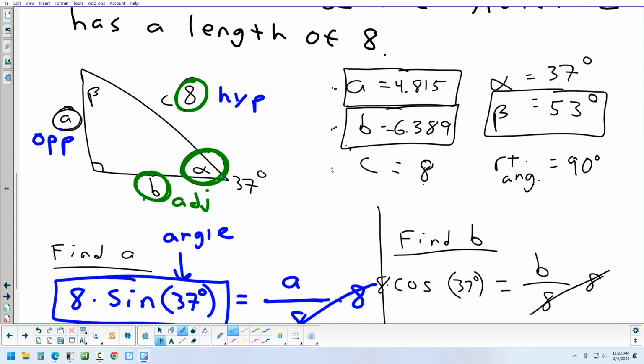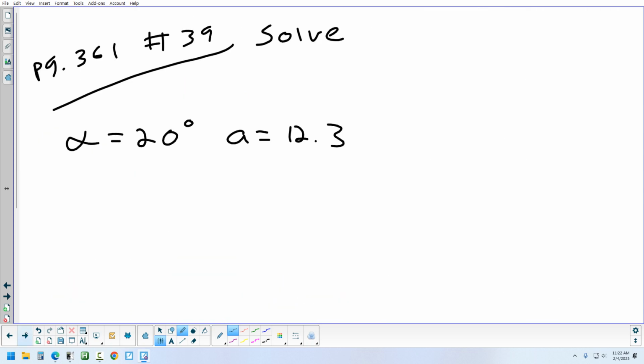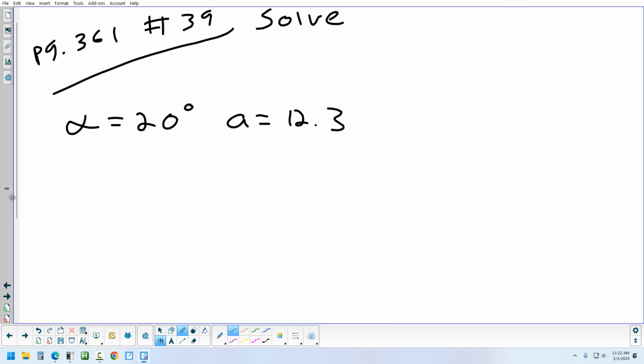Okay. Any question on that? All right, let's try one more of that type, and then we'll do the other type. Okay, so alpha is 20, and A is 12.3.